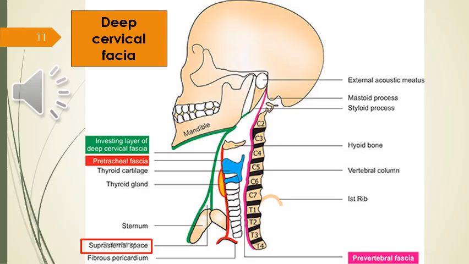And the paratracheal layer is shown with red color. Here you can see in the picture. This picture shows you another view of the deep cervical fascia in the neck, and the past slide was another section. This section is a sagittal section, and the past slide is a transverse section.